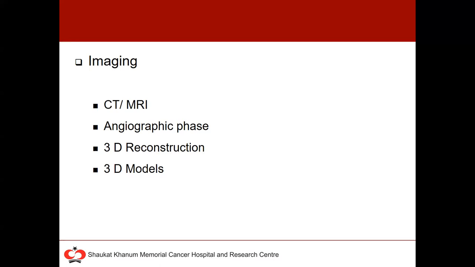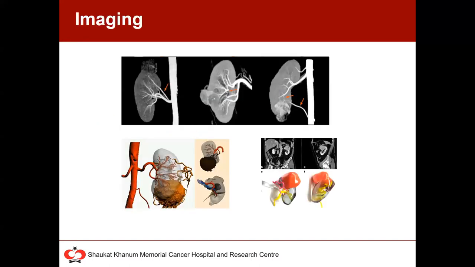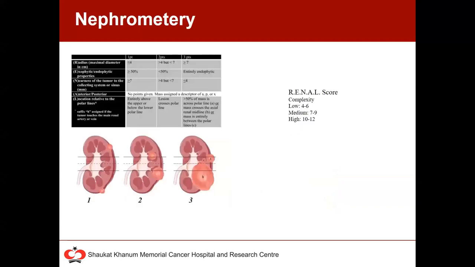There is 3D imaging reconstruction available, and even 3D models being used in the West before offering partial nephrectomy. So have a look at these scans on the top, beautiful scans showing exactly which vessel is supplying where. And you can even do selective clamping of these vessels if need be. Again, 3D images here and some 3D printing, which is getting popular in the West. So make sure we've got the right imaging available. We have done our homework before going in.